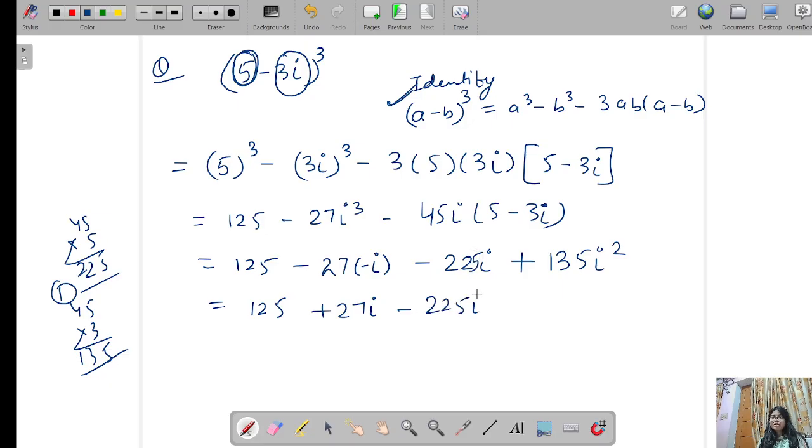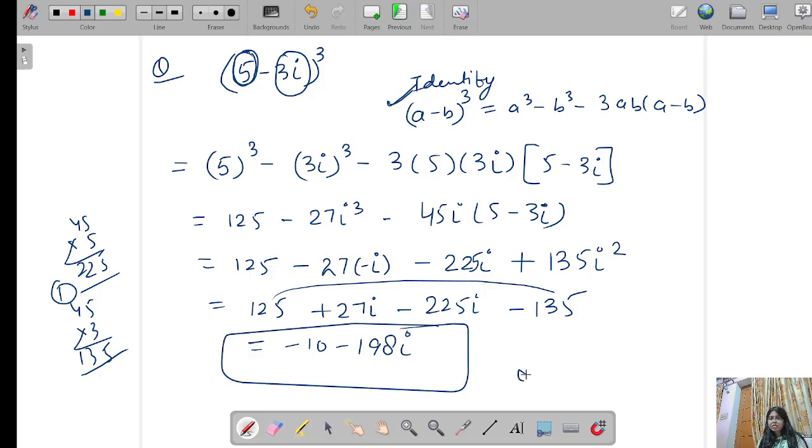Yes, this will be this, and again here I am using the value of iota square. Now this will turn to this. Now solving the real part with the real part, this will turn to minus 10 minus 198 iota. Now this is the standard form. Here the real part of z is minus 10 and the imaginary part of z is minus 198. Alright. So this was it.